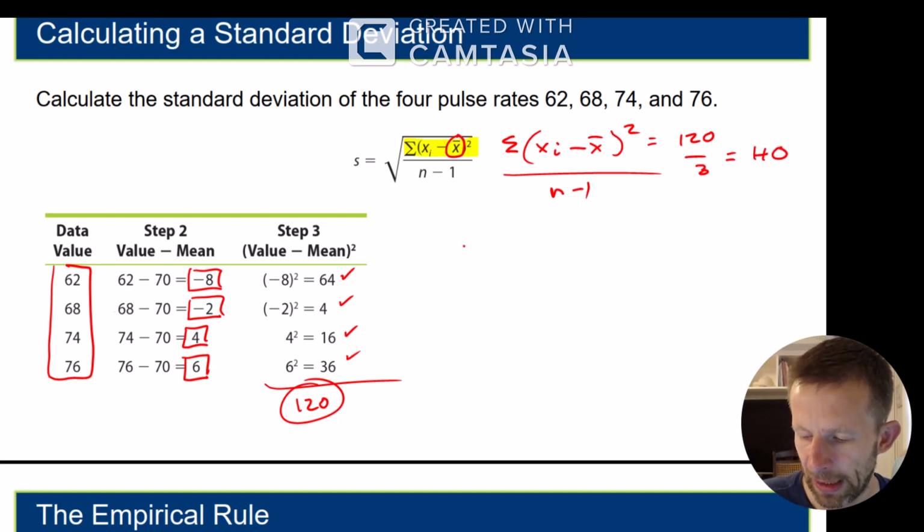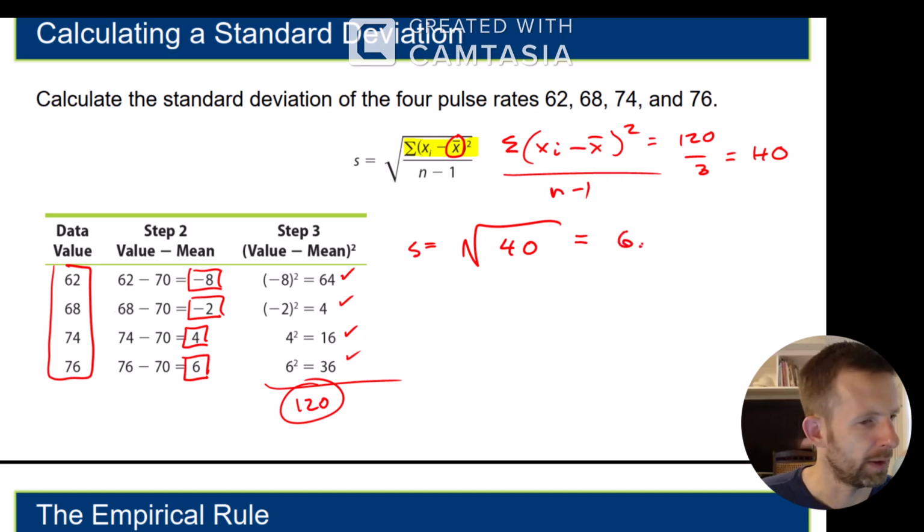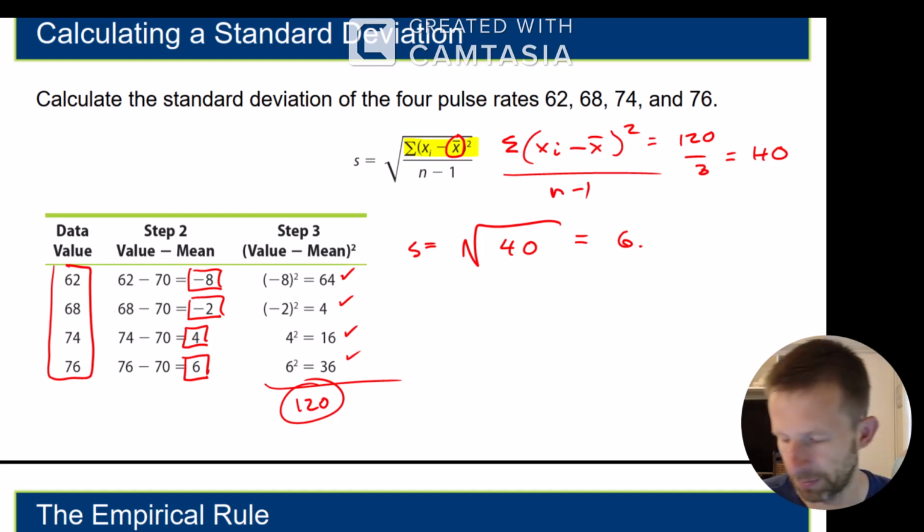So the only thing I have left to do to find the sample standard deviation is find the square root of that whole thing. The square root of 40 is 6.32.